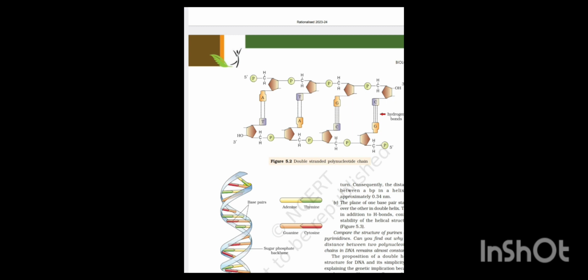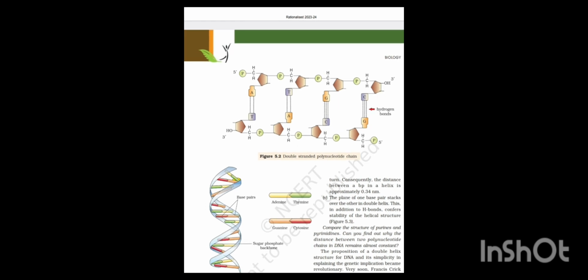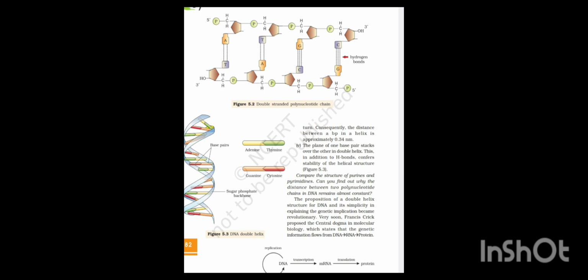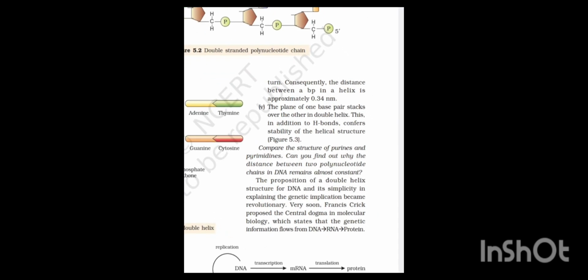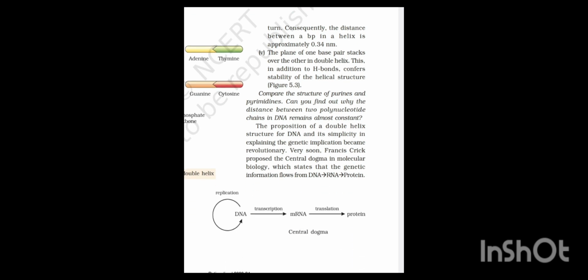The two chains are coiled in a right-handed fashion. The pitch of the helix is 3.4 nanometers and there are roughly 10 base pairs in each turn. Consequently, the distance between base pairs in a helix is approximately 0.34 nanometer. The plane of one base pair stacks over the other in the double helix. This, in addition to hydrogen bonds, confers stability to the helical structure.